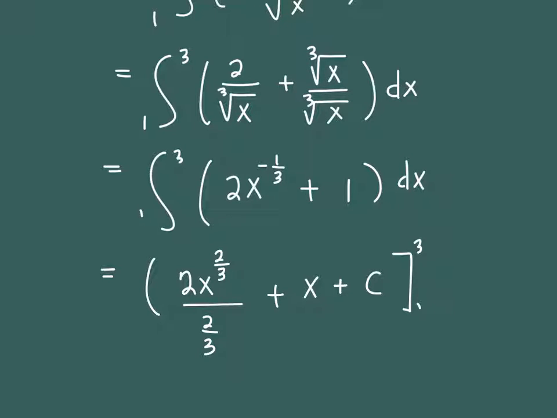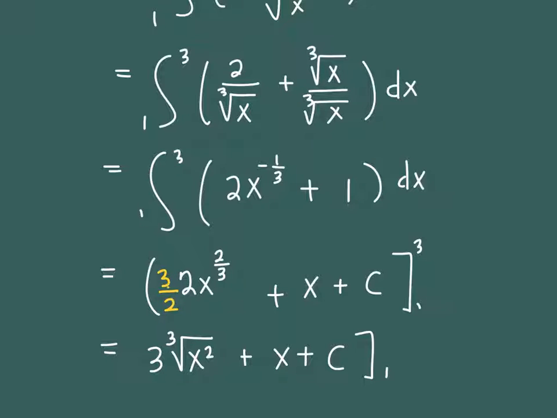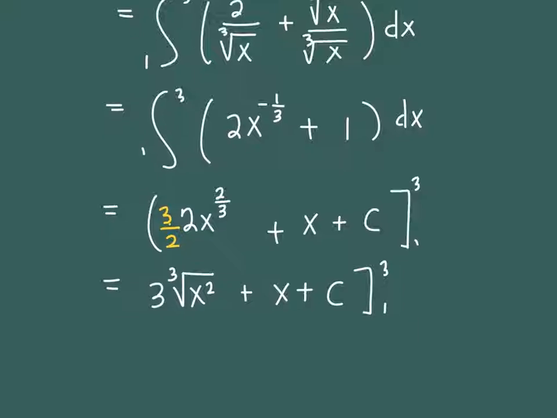Dividing by 2/3 is always awkward, and so I would encourage you not to divide by 2/3, but rather to multiply by the reciprocal, which is 3 over 2, which again will reduce for you and help you make an easier equation. So we end up with 3x to the 2/3. Now x to the 2/3 is still a cube root, but it's a cube root of x squared, plus x plus c, going from 1 to 3.